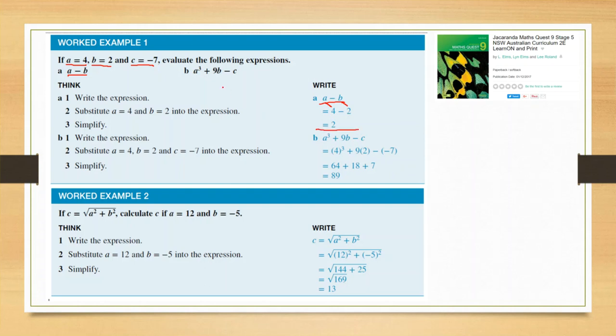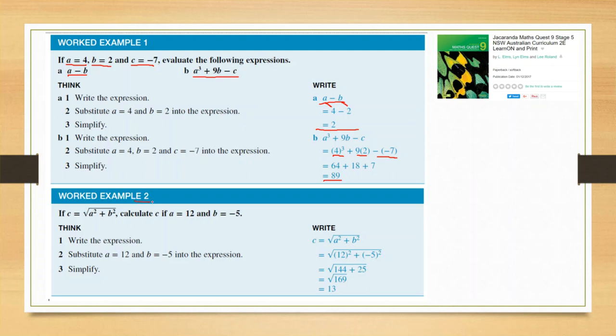That's for part A. For part B, we've got A cubed plus 9B minus C. So A cubed, we get 4 cubed, 9 times B, so 9 times 2, and we subtract minus 7. 4 cubed is 64, 9 twos are 18, and minus 7 is plus 7, so we get 89.